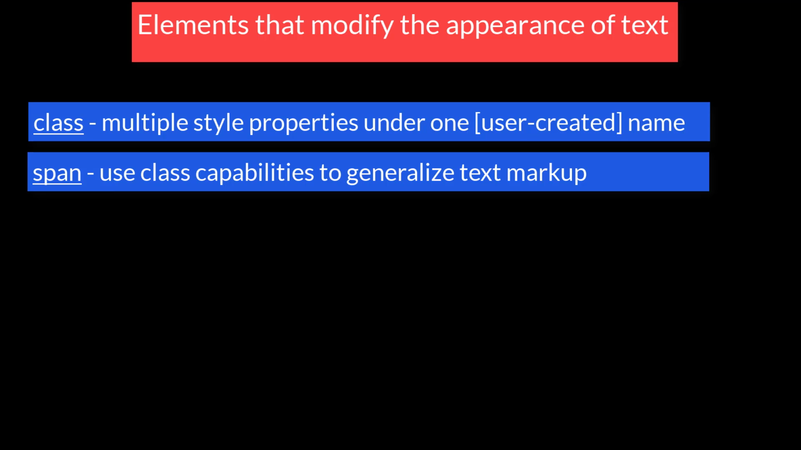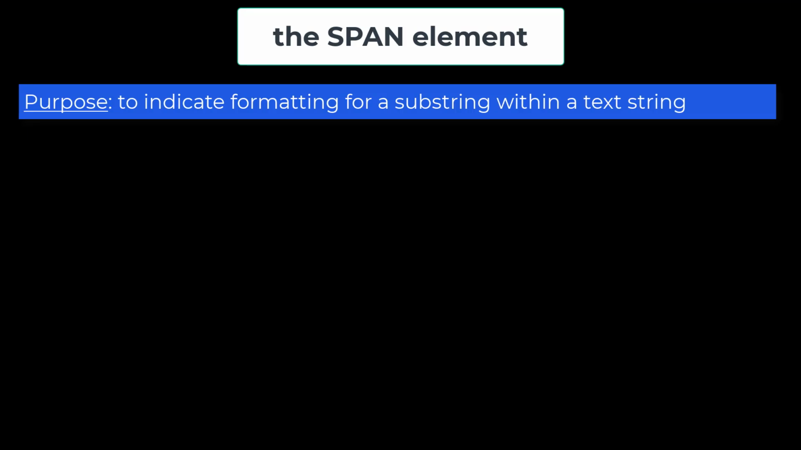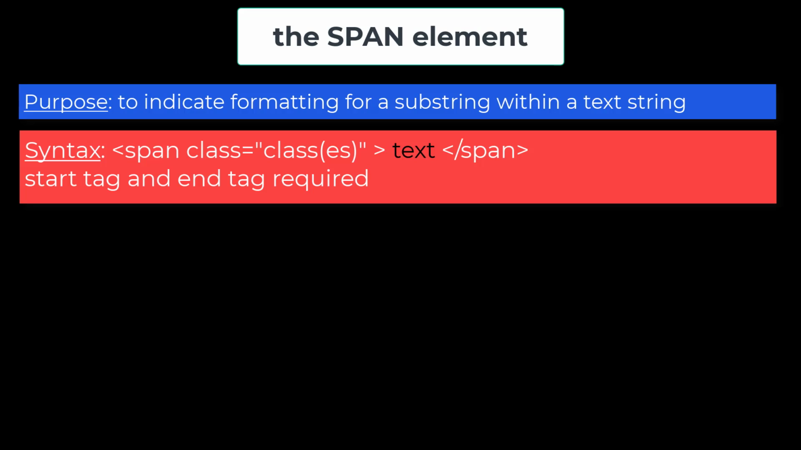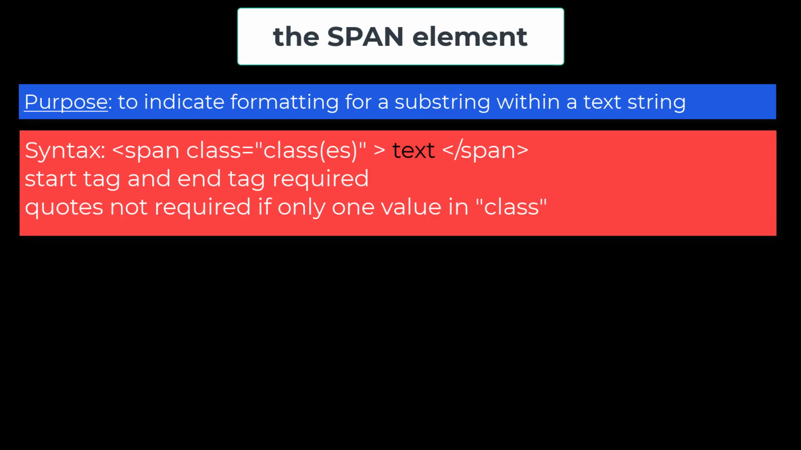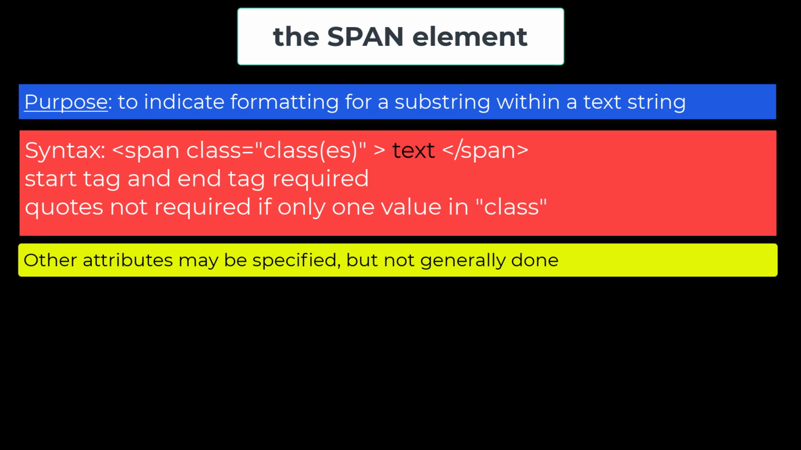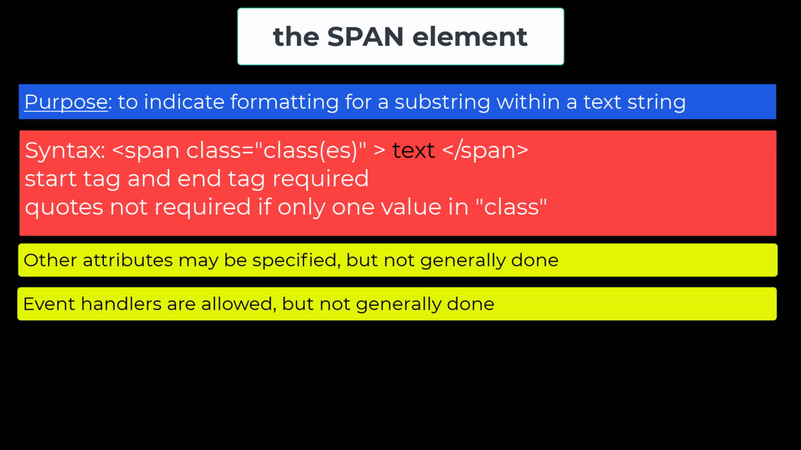a larger string. The span element, its purpose is to indicate formatting for a substring within a text string. The syntax is span, class equals, and one or more classes, and then the text that this spans, and then end span. The start tag and end tag are required. The quotes are not required if there's only one value for the class attribute. Other attributes may be specified, but it's not generally done. Also, event handlers are allowed, but again, not generally done.